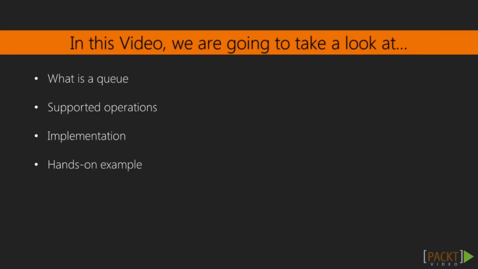We'll start out by looking at what a queue is and what kinds of problems we can solve with them. Next, we'll go over the supported operations on a queue. After that, we'll look at a simple implementation of a queue class in JavaScript. Finally, we'll go over a real-world example of using a queue to perform background I/O tasks.